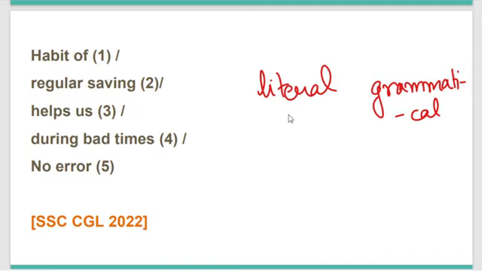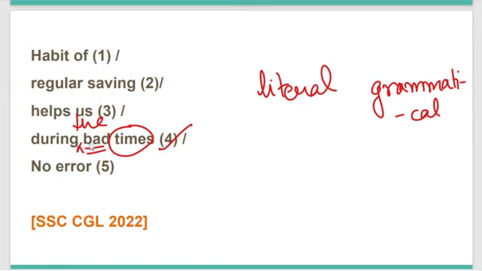Next question. Habit of regular saving helps us during bad times. This question has occurred on SSC CGL 2022. Habit of regular saving helps us during bad times. Very easy to find out. The error is lying in part 4, where we are not only specifying time, we are specifying on what time, specifically bad time. So we are actually mentioning something. We are actually particularizing something. So naturally we have to write: habit of regular saving helps us during the bad times.